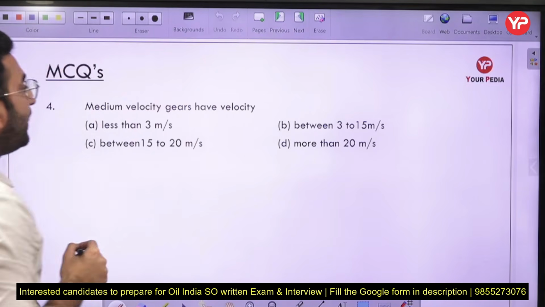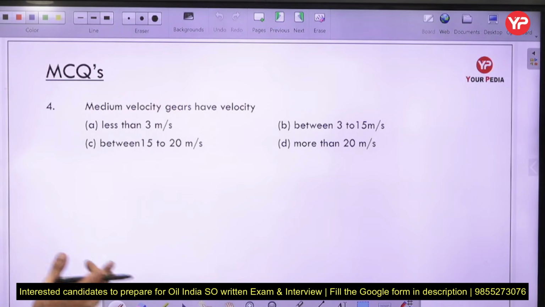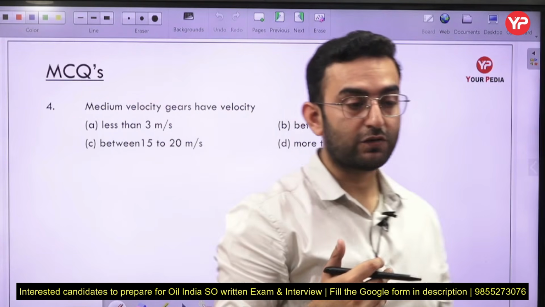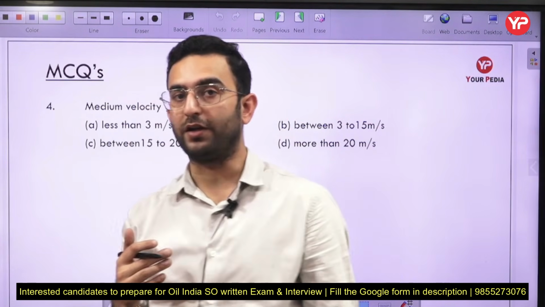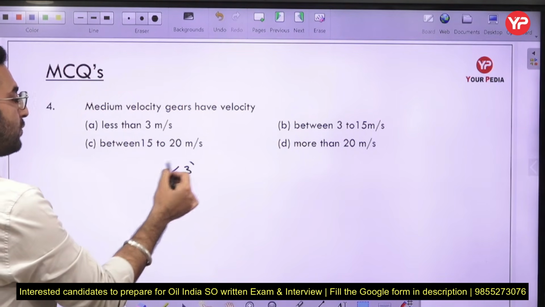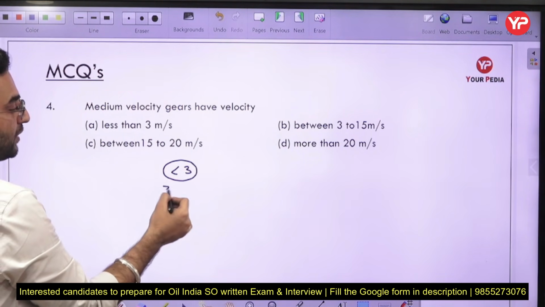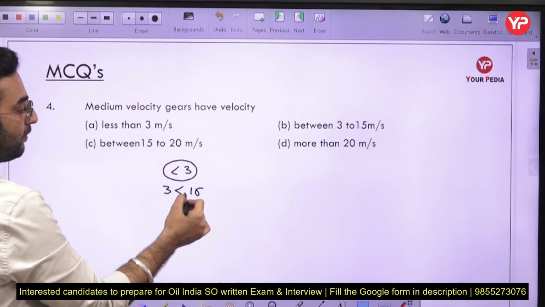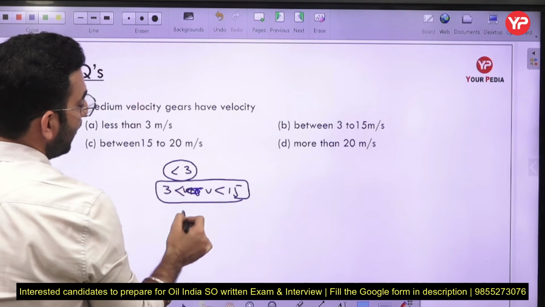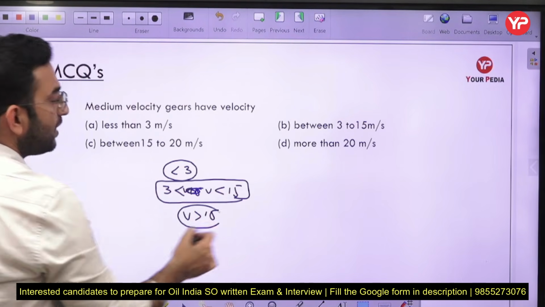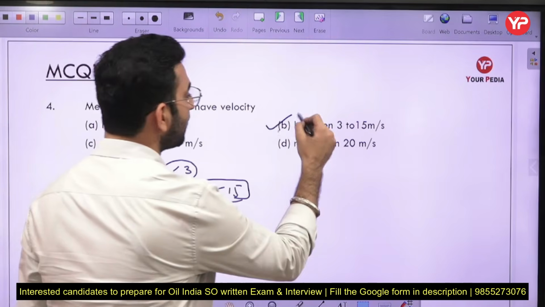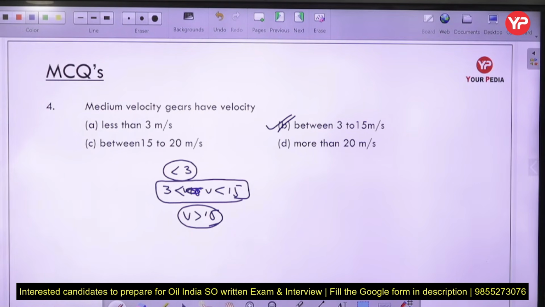Next part, a medium velocity gear has the velocity in between. Okay, so now just see, whenever you classify the gears, the classification of the gear is also being done on the basis of the speed here. For example, if the value of the speed is less than 3, then we say it is a low speed gear, low velocity gear. When the speed is lying between 3 to 15, then we say it is a medium velocity gear, and if the speed is more than 15, then we say it is a high velocity gear. Okay, so in this case the option number B is going to be the correct one here. So that is the correct answer.